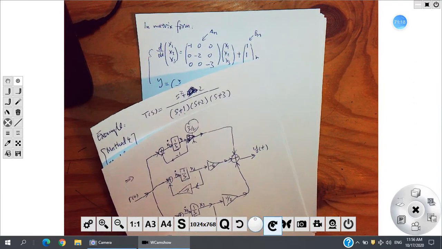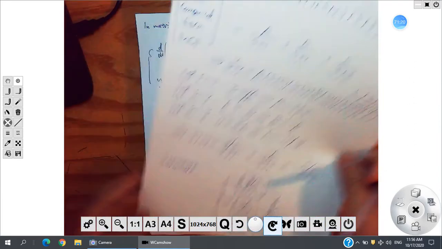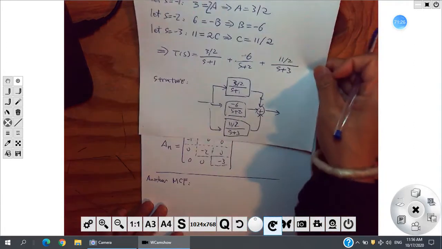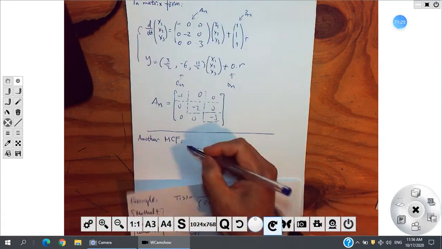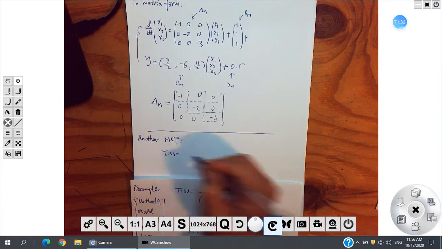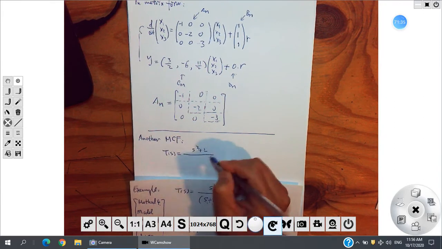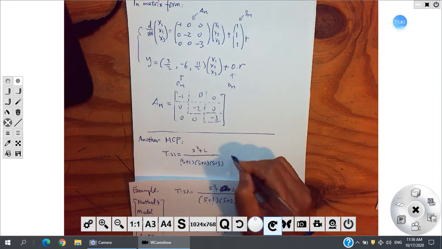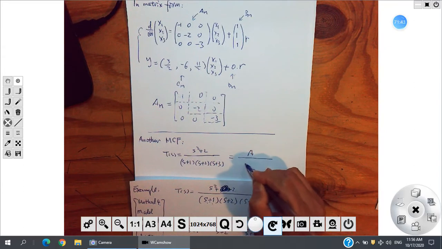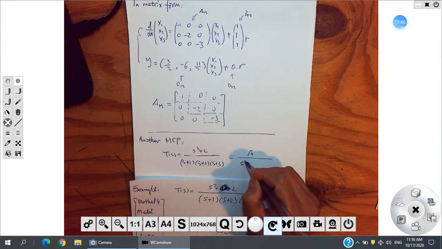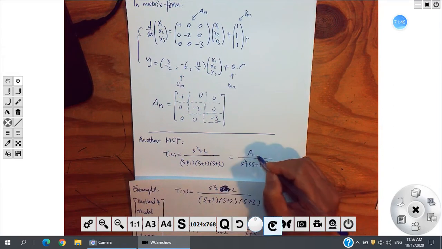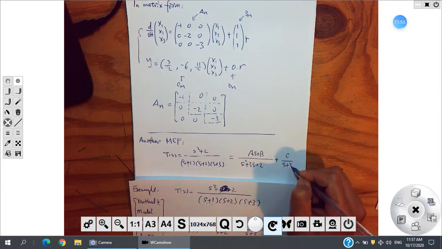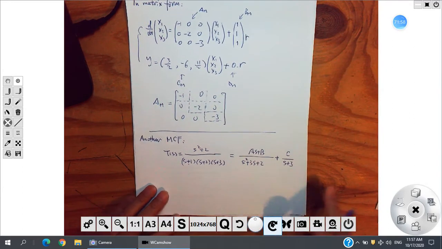Where's the problem? Problems here. Right? We have T of S is this. Now T of S equal to S squared plus 2 over (S plus 1)(S plus 2)(S plus 3). I write this as A over, I times the first two together, S squared plus 3S plus 2, plus (AS plus B), and C over S plus 3. I write it in this way.